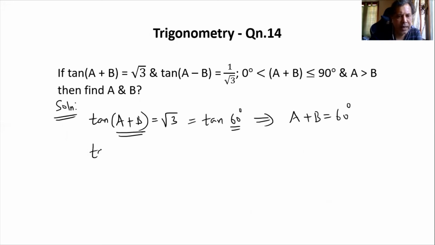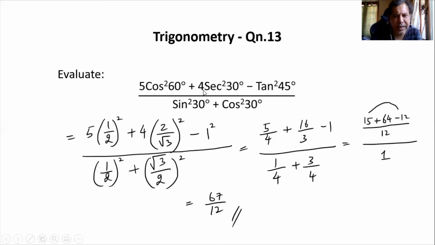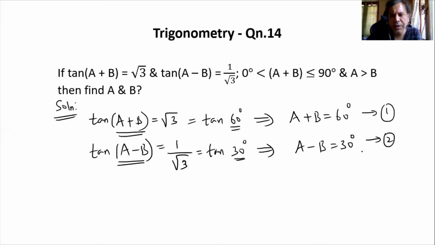Then the next one, tan of A minus B is given as 1 by root 3. Where in the tan values does 1 by root 3 come? It comes in the second column, which is related to 30 degrees. So I can write this as tan 30 degrees, which means we can conclude that A minus B is 30 degrees. Now let us consider this as equation 1, this as equation 2. Let's add the first equation and the second equation.